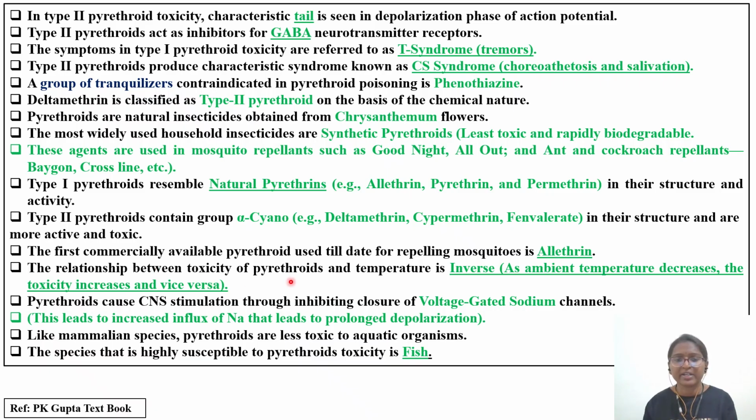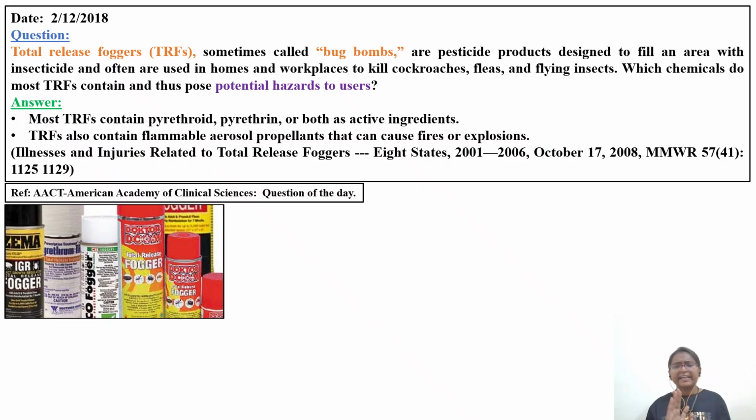Relationship between toxicity of pyrethroids and temperature: as the temperature decreases, the toxicity of this particular pyrethroid increases. So there is an inverse relationship between the temperature and the action of these insecticides. Okay. Pyrethroids cause CNS stimulation through inhibition of closure of the voltage gated sodium channel. This leads to increased influx of sodium that leads to prolonged depolarization. So the cells will remain in the depolarization state. In mammalian species, pyrethroids are less toxic, and fishes are more susceptible to this particular class of insecticides.